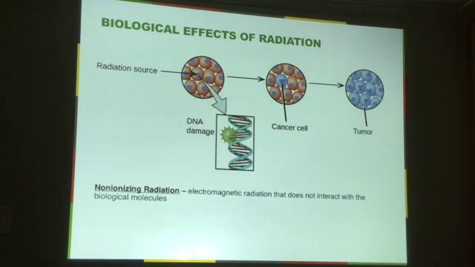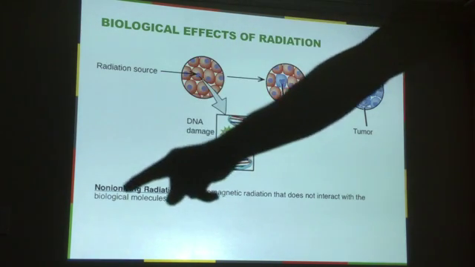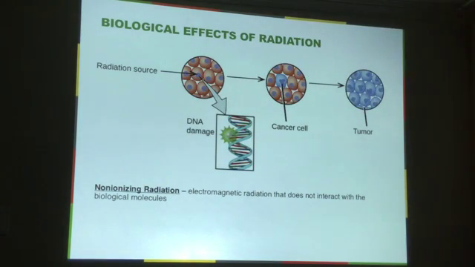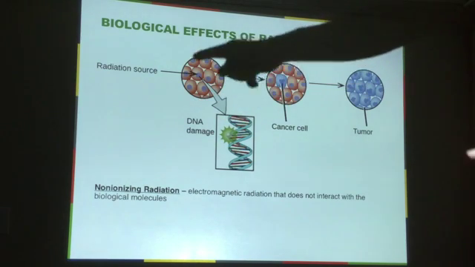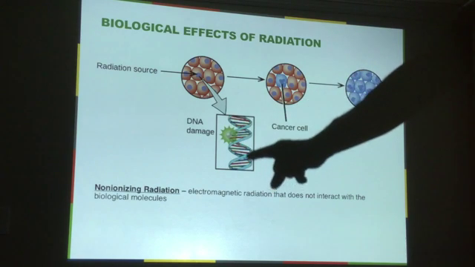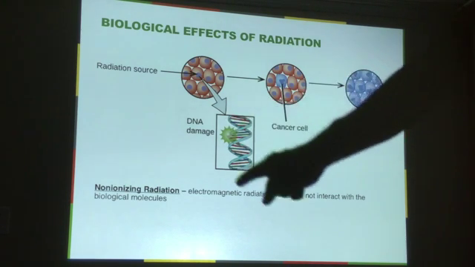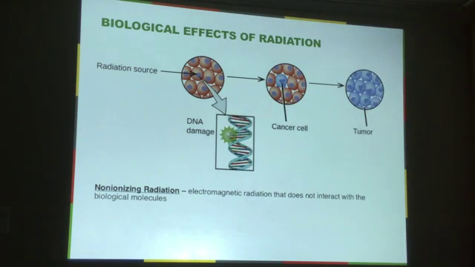Now, the radiation source here can be one of 2 types. It can be non-ionizing, which means that when it strikes this cell, it doesn't have the ability to cause damage to the DNA. And anything less energetic than UV radiation is like that. So visible light, infrared radiation, microwaves, etc. Now, while microwaves can cause damage, they do not ionize DNA. They cause damage in other ways.